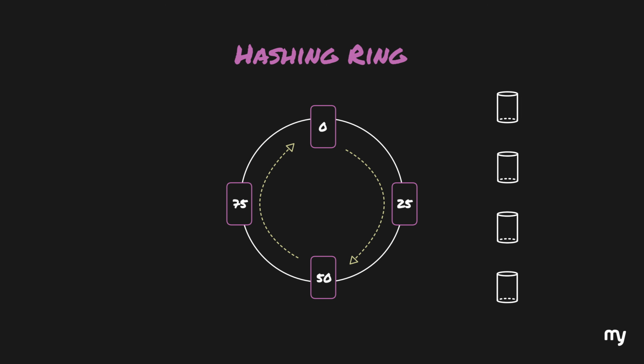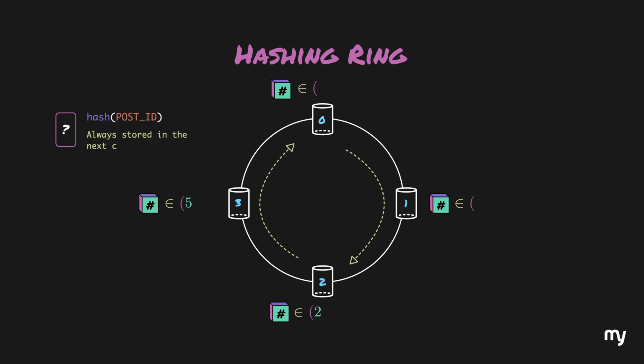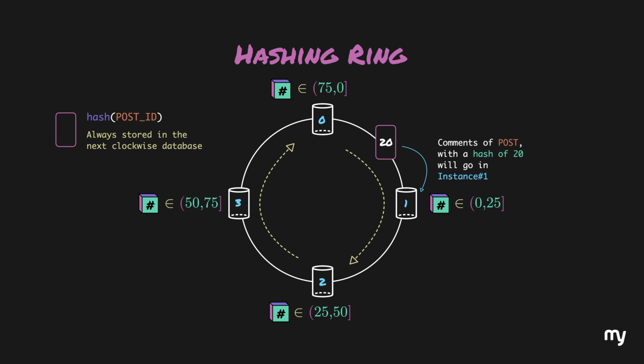Now, we arrange our algorithm in such a way that the hash value of the post ID is always stored in the next clockwise database. Meaning, if we have a post ID which yields a hash of 20, its next clockwise database would be instance number 1. So the comments of this post will be stored in database number 1. Similarly, if we have another post ID which yields a hash of 60, its next clockwise database would be database number 3. So all the comments of this post will be stored in database number 3.